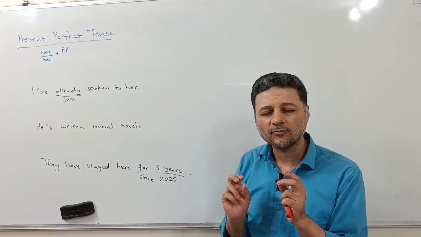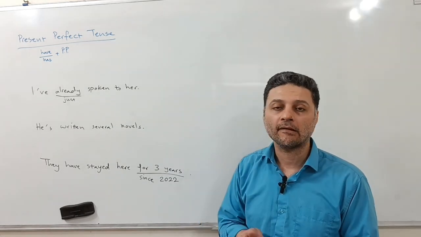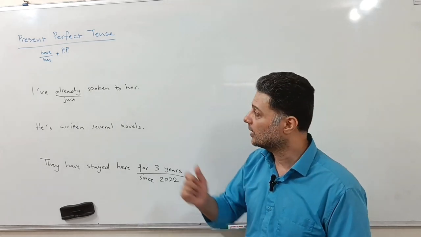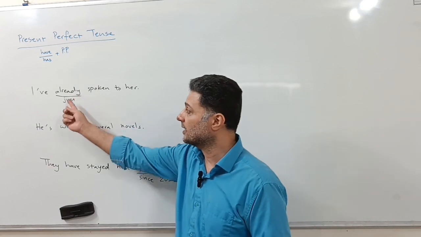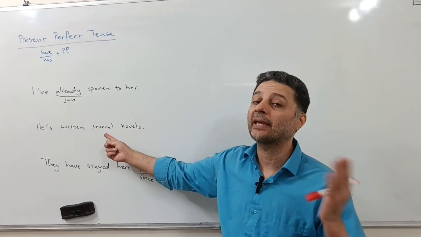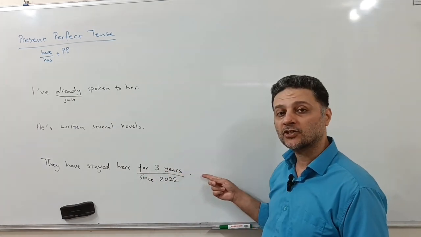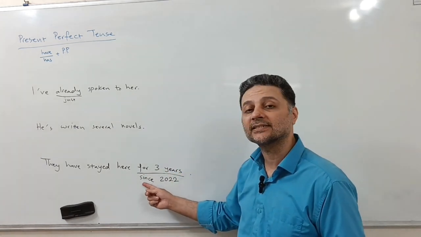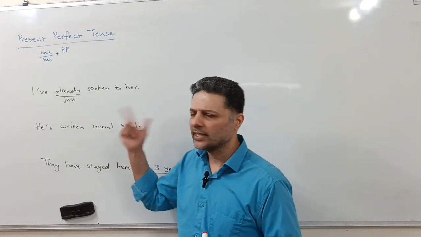There are a couple of function words we may make use of, or you may hear, or you may read a lot when we are dealing with this specific tense, present perfect tense, like already, just, several, many, or for, and then you have a duration of time, and then or since, a point on the time axis. All right. Anyway, look at these examples.